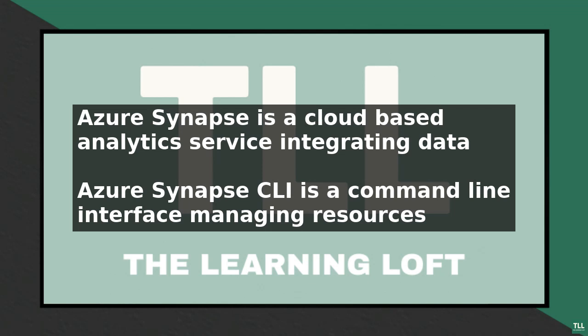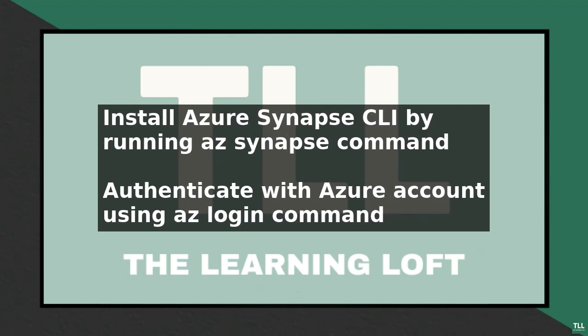You can do this by running the command az synapse in your terminal or command prompt. If you have the Azure CLI installed, this will automatically install the Azure Synapse CLI extension. Once installed, you need to authenticate with your Azure account by running the command az login. This will prompt you to enter your Azure credentials and authenticate with your account. After authenticating, you can start creating and managing your Azure Synapse resources.